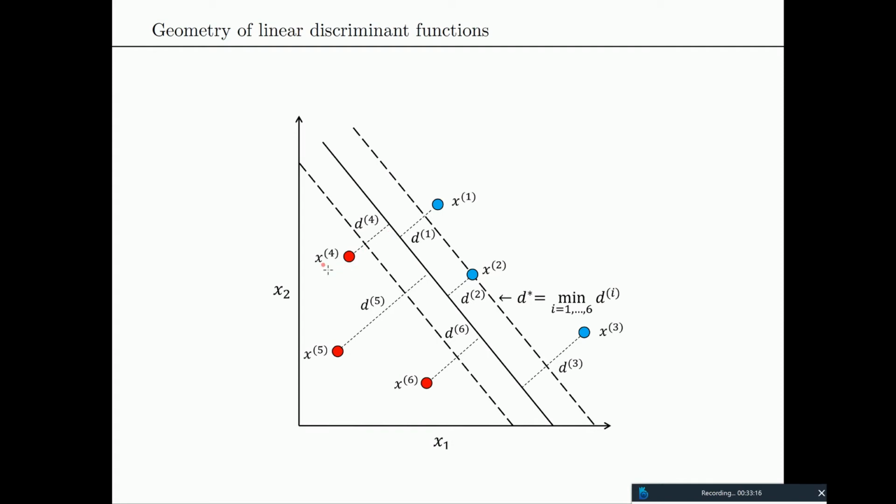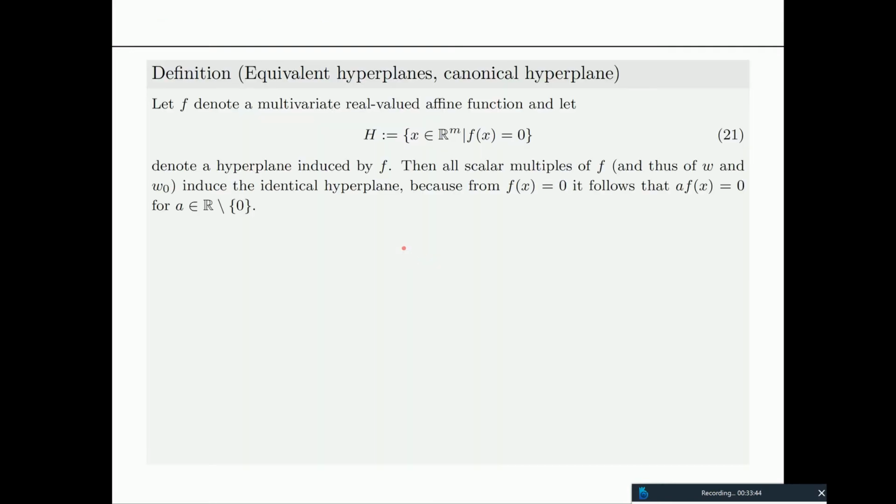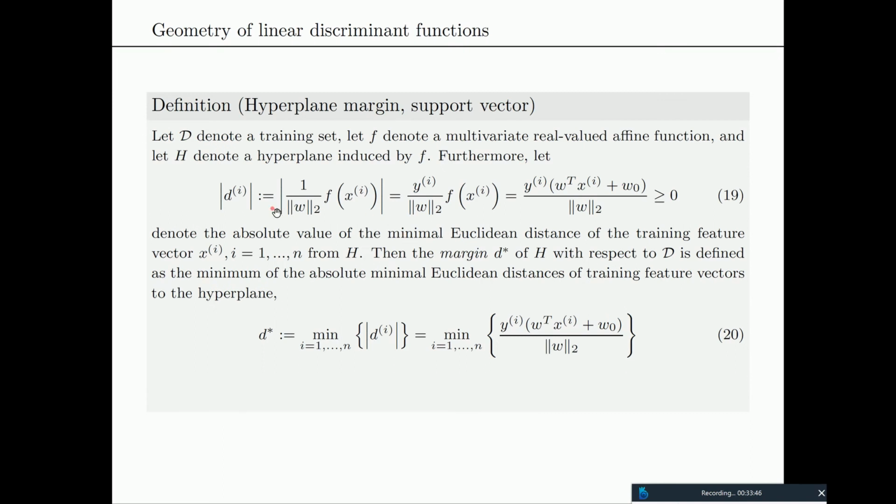So x4 has distance d4 from the hyperplane, and we are interested in the absolute values, because depending on which side they are, these values are negative or positive, because the function comes out negative or positive. So we take the absolute value to just have an absolute measure of the shortest distance, the minimal distance from each training feature vector to the hyperplane. So these are the d_i.